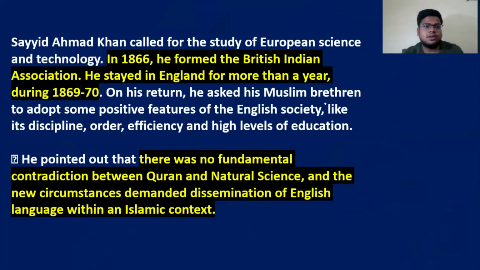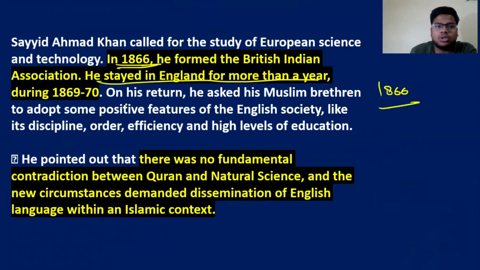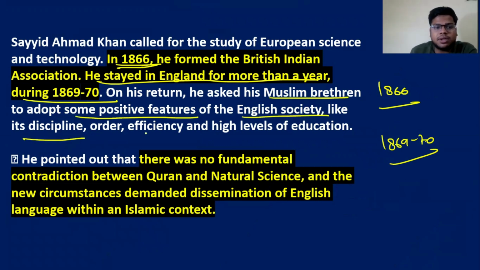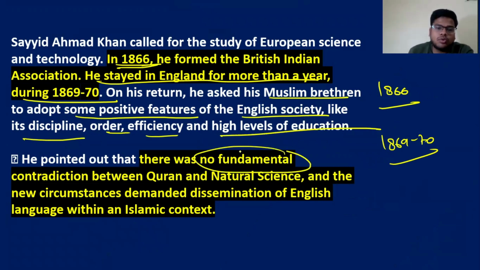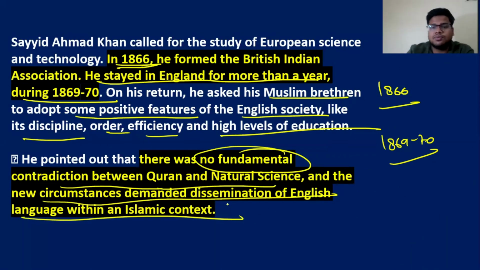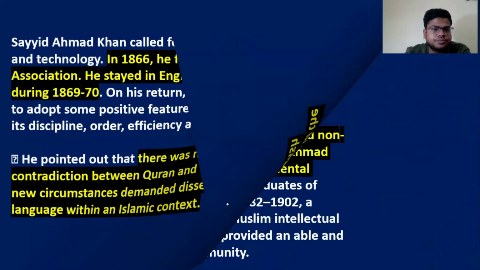So from that perspective, Sir Syed Ahmad Khan called for the study of European science and technology in 1866. He formed the British India Association. He stayed in England for more than 1 year during 1869 and 70. On his return, he asked his Muslims to adopt some positive features of English society like discipline, order, efficiency, and higher level of education. He pointed out there is no fundamental contradiction between the Quran and natural science, and the new circumstances demanded the dissemination of the English language within the Islamic context.